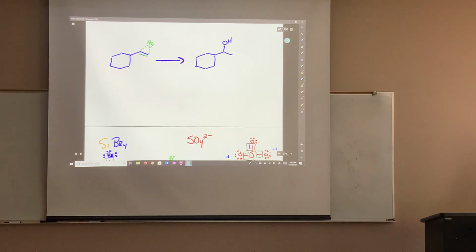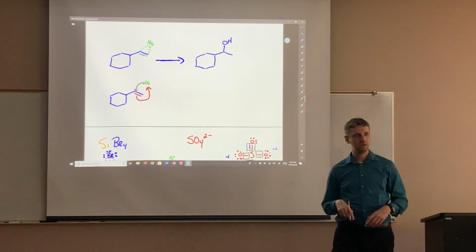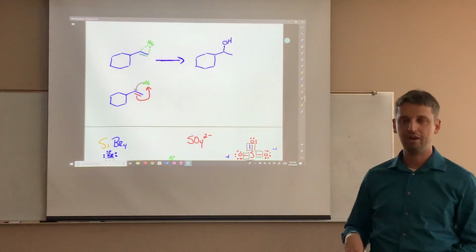So how do we represent this with arrows? We represent it with arrows the best we can. Let me show you guys what we typically see. What we typically see is the pi bond reaches out, and mercury kind of reaches down. So we see this very weird setup. Usually we don't see arrows like this, pointing back at each other.